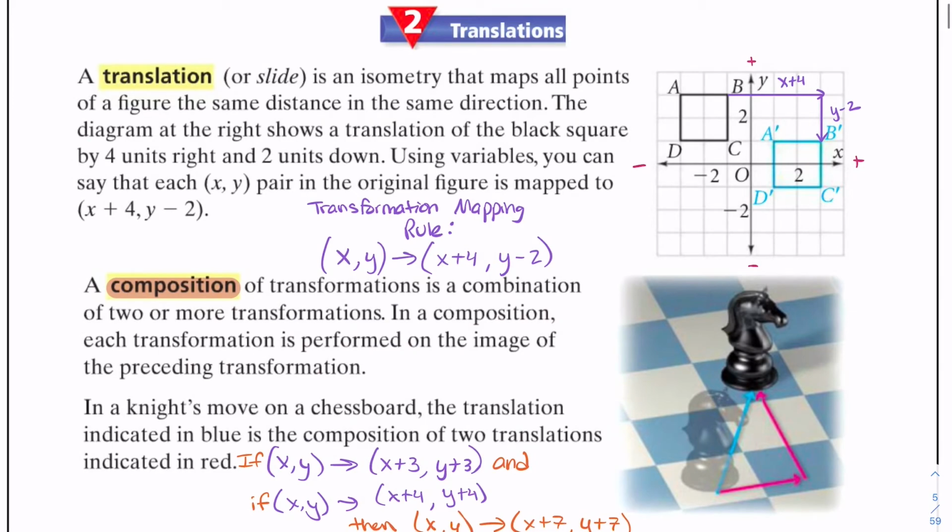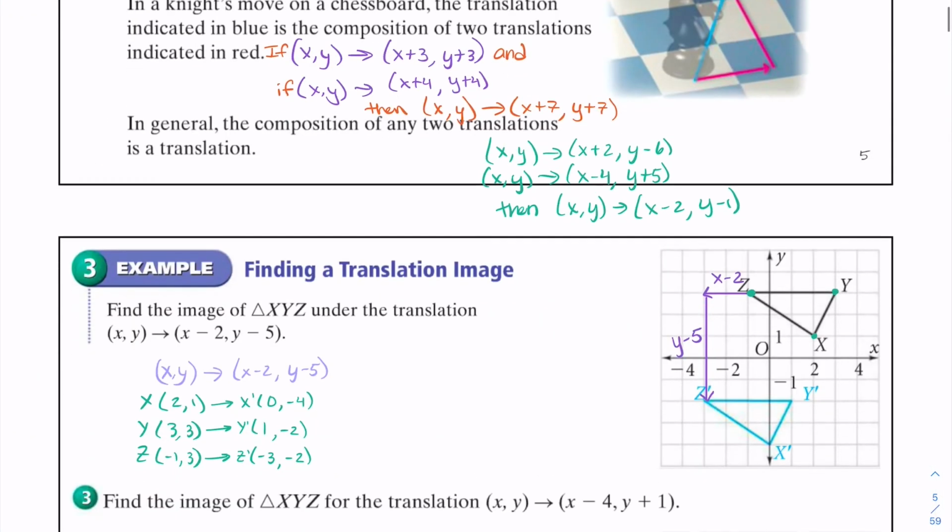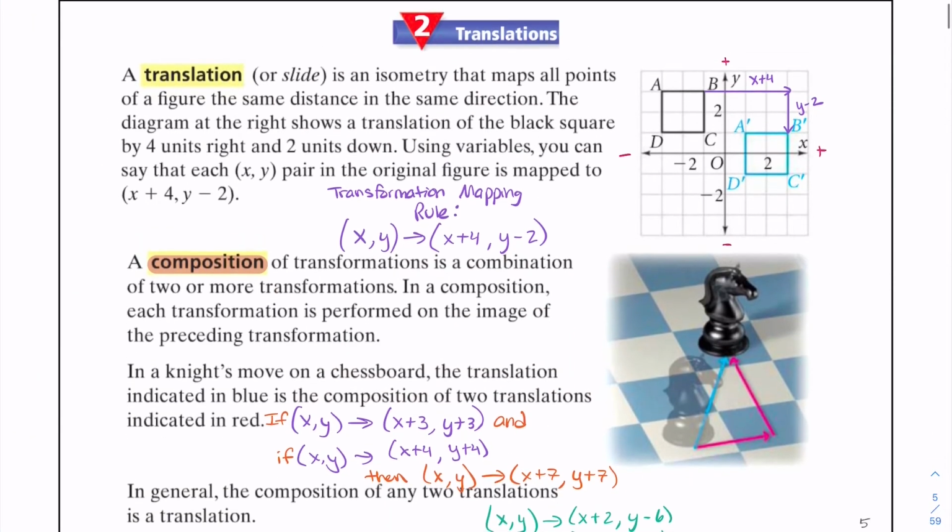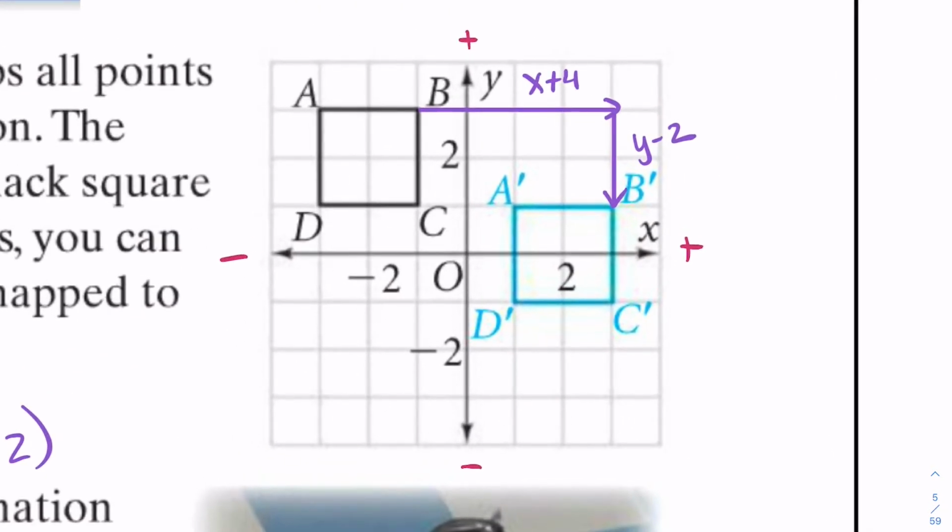So now here is, I think, one of our last slides. We're getting close. Translations. A translation or a slide is an isometry that maps all the points. So what we do is we write it in this transformation mapping rule. In this case, I'm taking A, B, C, D, and I'm sliding it over this way, 1, 2, 3, 4, and then down 1, 2.